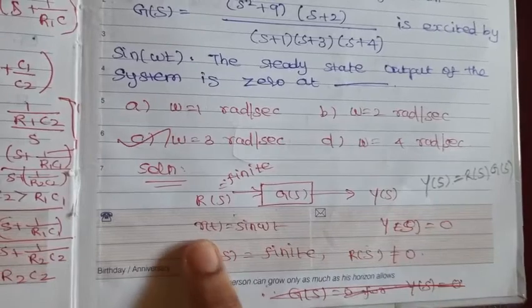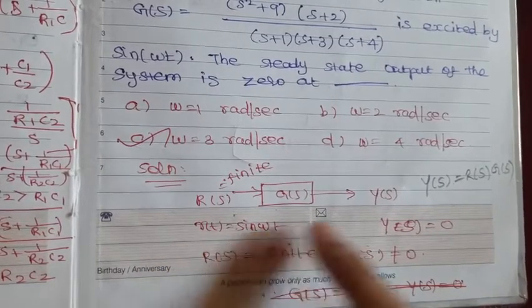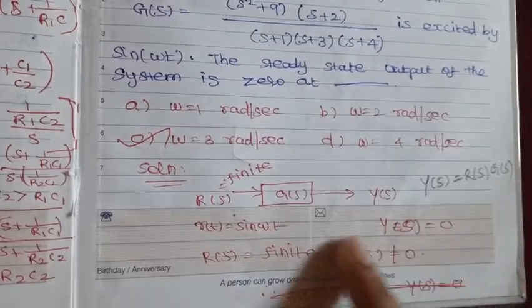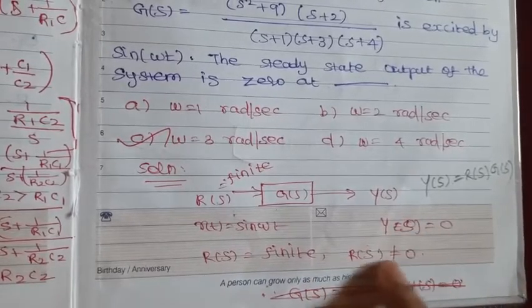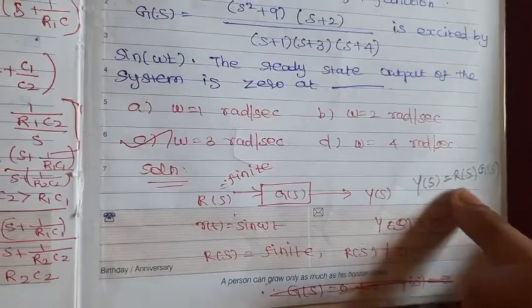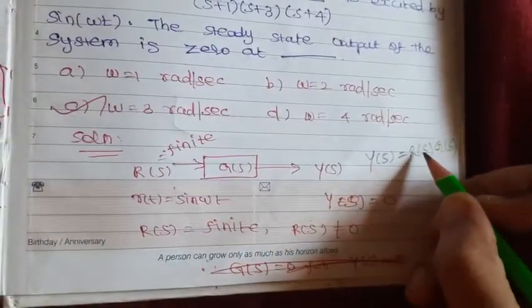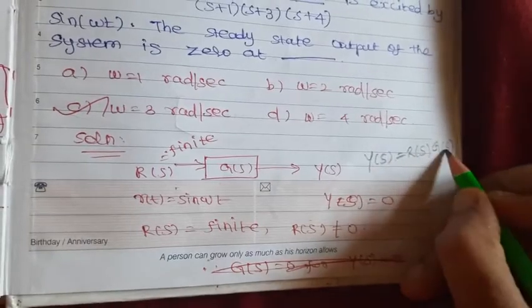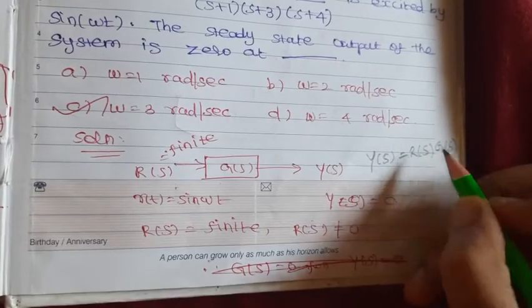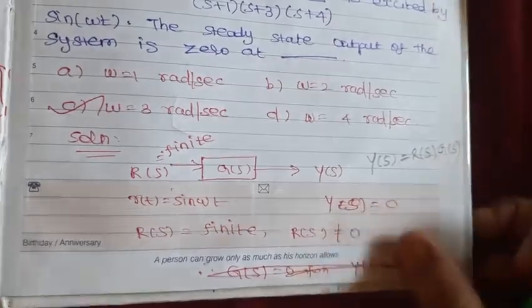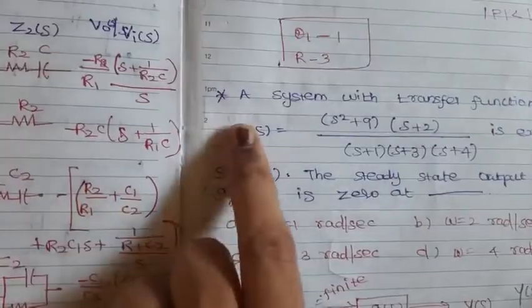So R of s is given as R of t equals sin omega t. It is one finite value, a finite sine function, so this should not be equal to 0. R of s is not equal to 0, so how does y of s become 0? Either this one becomes 0 or this one will be 0. If R of s is not 0, then obviously g of s should be equal to 0. So very simple, equate g of s to 0.